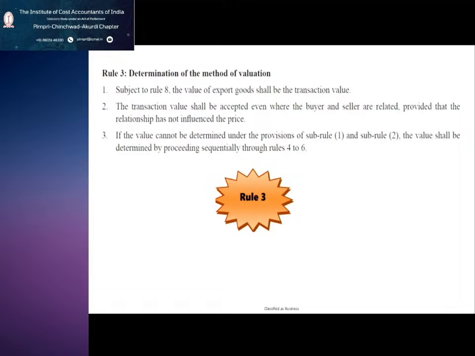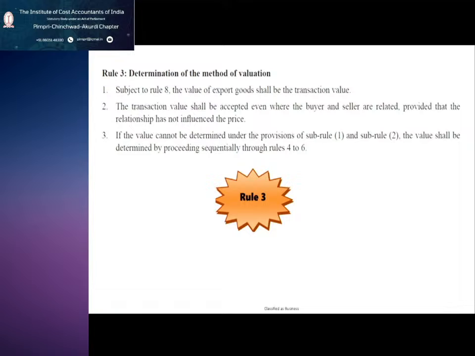So because of some relation, or because they are my subsidiary, or one of my shareholders, a third party controls my company. If these relations are there, I should not sell for a lesser value. Here internally I am selling it for 100 rupees, and outside India I should not sell it for 50 rupees or 30 rupees. So these are called the determination of the method of valuation.